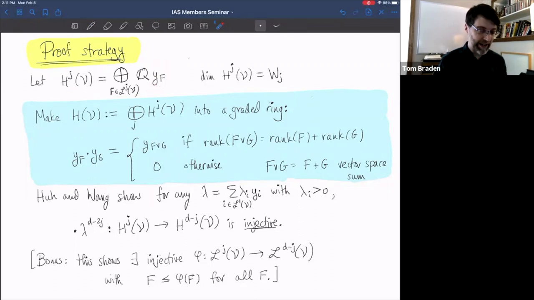But it turns out that this is not just an abstract vector space. You can turn it into a graded ring, with a multiplication. They call this the graded Möbius algebra.